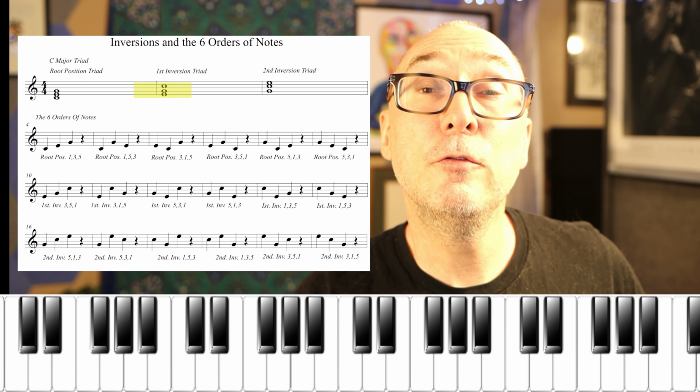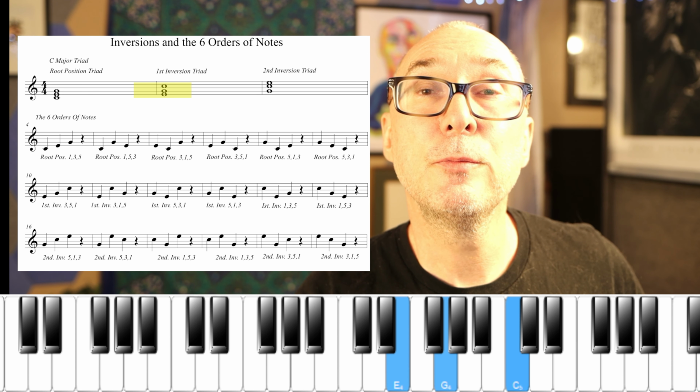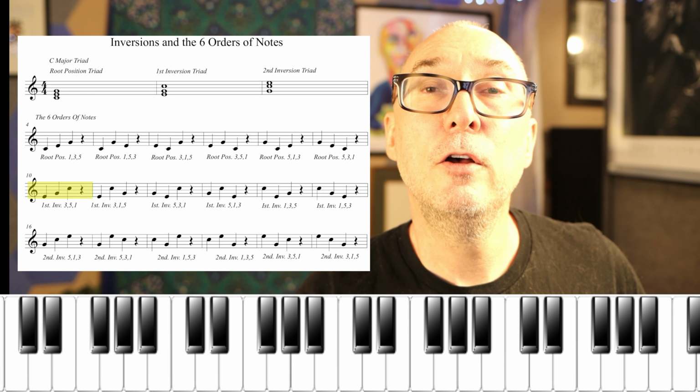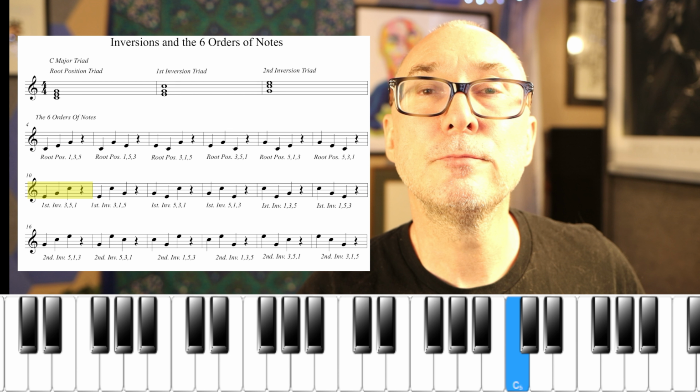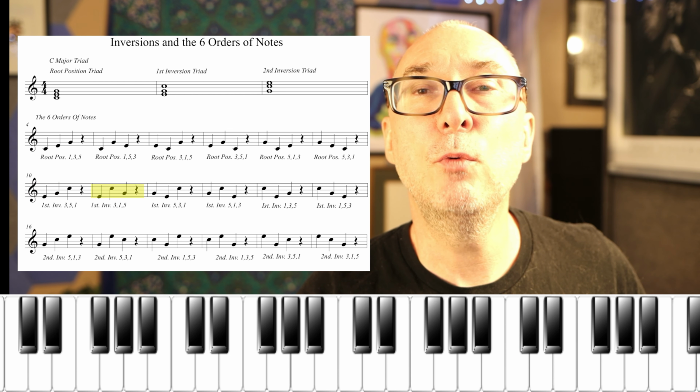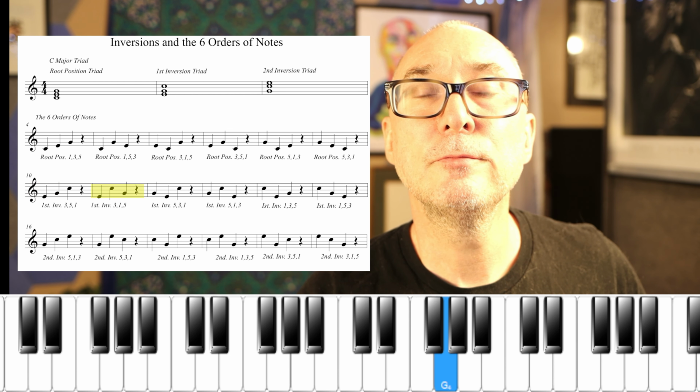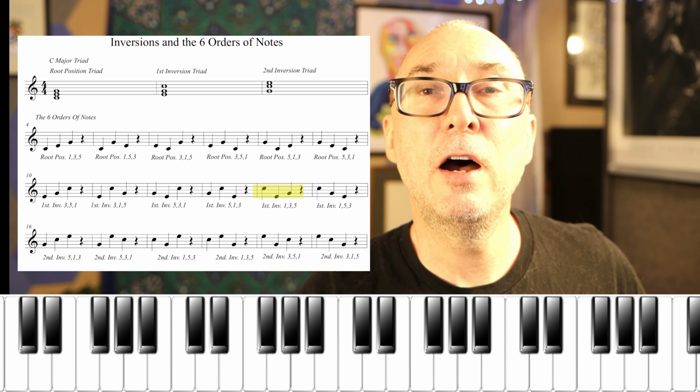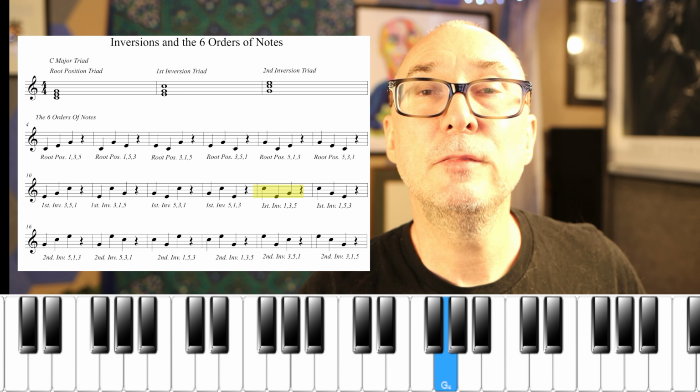Let's look at the first inversion triadic melodies. First we have 3, 5, 1, and then 3, 1, 5, and then 1, 3, 5, and then 1, 5, 3, and then 5, 3, 1, and then 5, 1, 3.